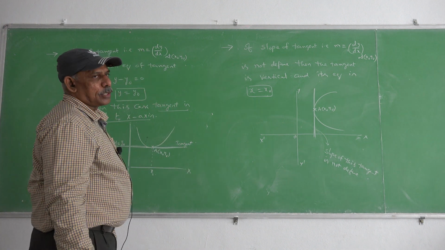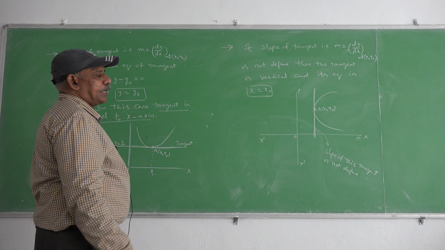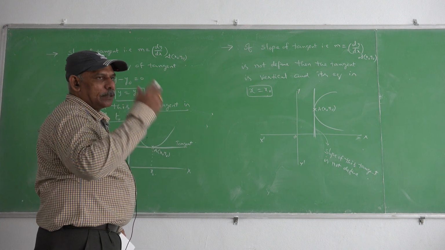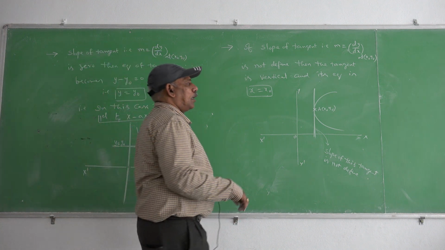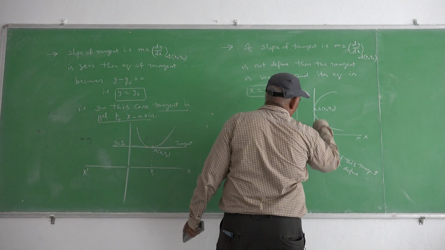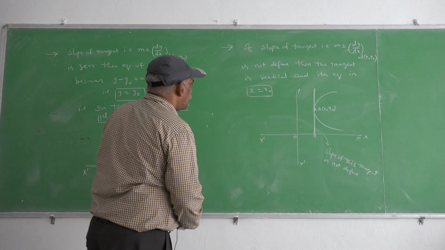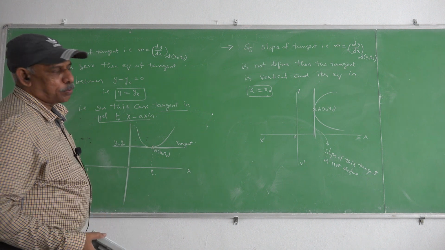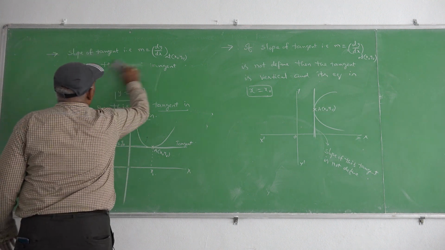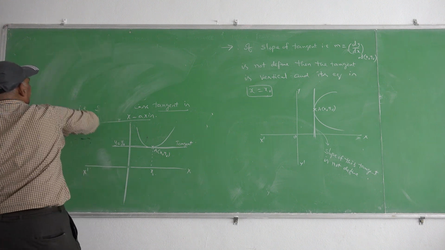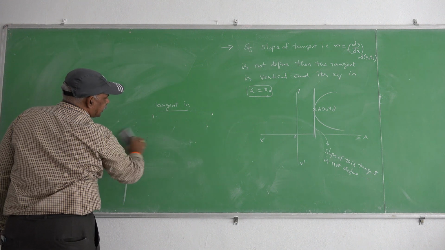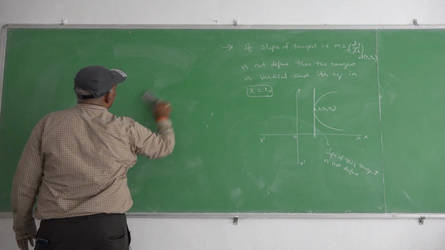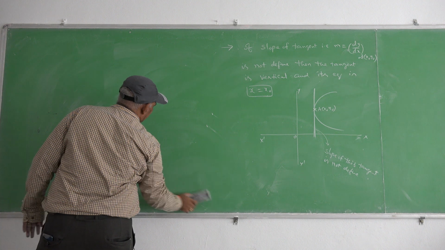Once the slope of the tangent, dy by dx at x naught, y naught, does not exist, you may consider the tangent vertical to the curve, provided that the tangent can be drawn to the curve at that particular point. In such case, its equation is x equal to x naught, because it is drawn at x naught, y naught.